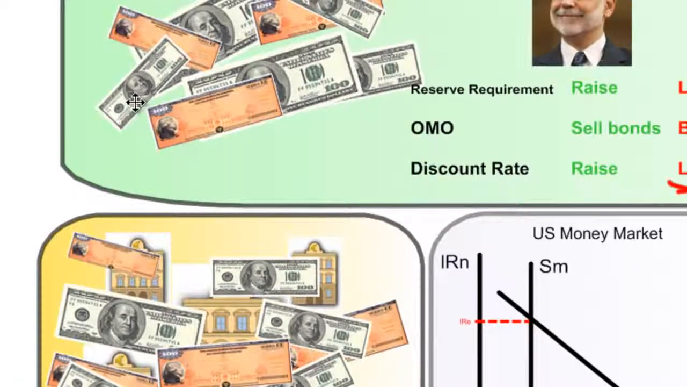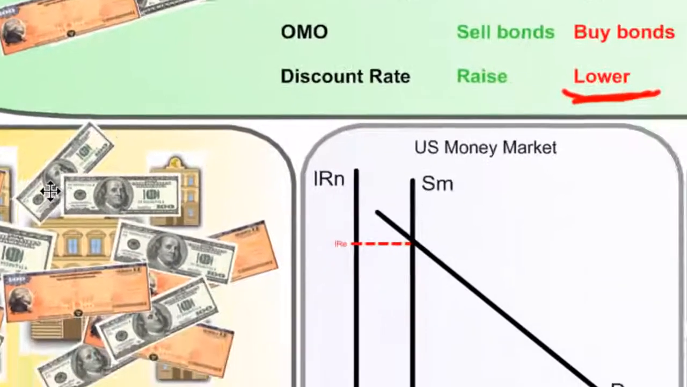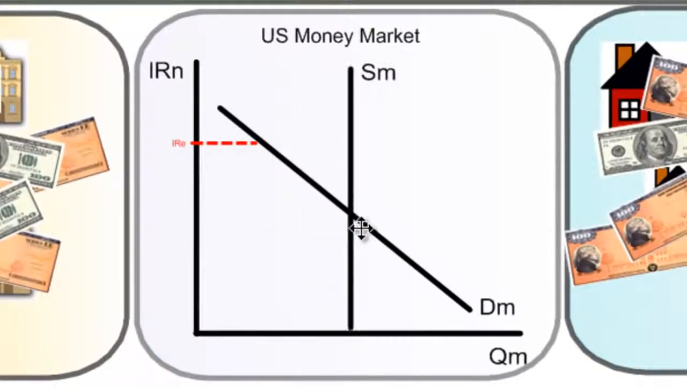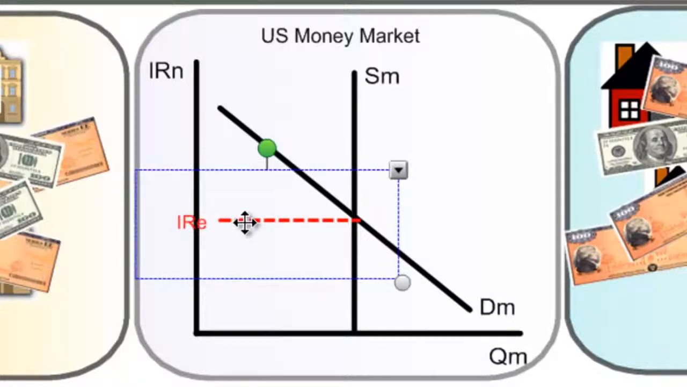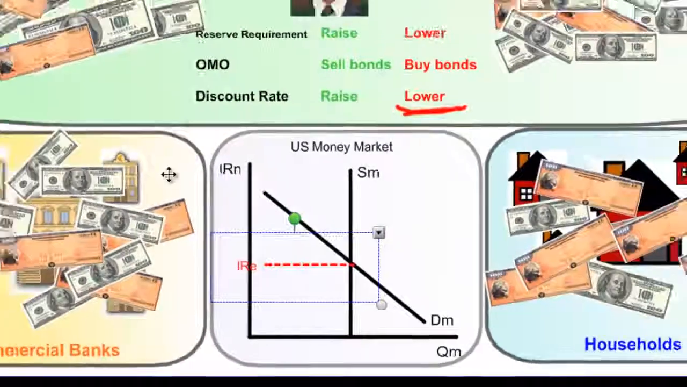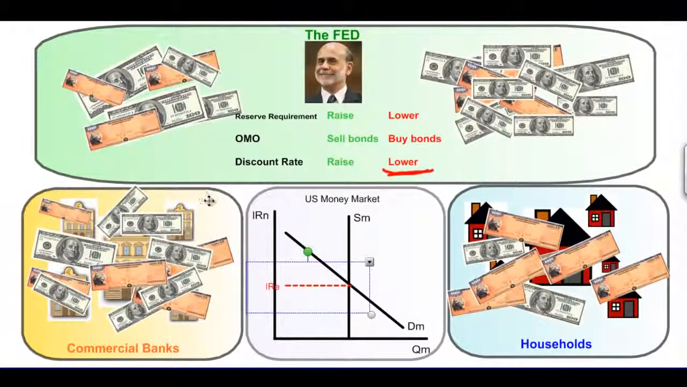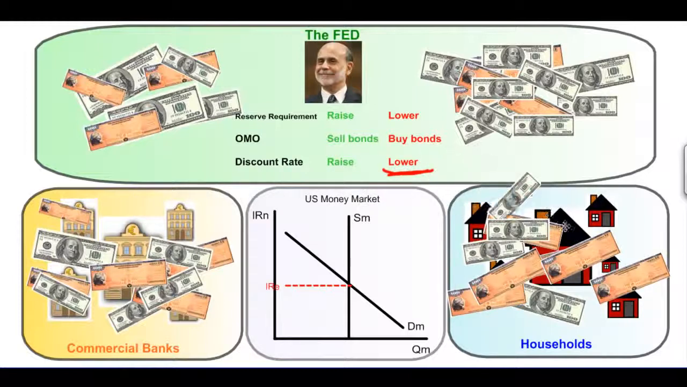So we would see the supply of money in the banking system increase, which, as we now know, causes the equilibrium interest rate to decrease. Reducing the discount rate makes it cheaper for banks to borrow money from the Federal Reserve, which makes it cheaper for households to borrow money from banks. So the discount rate, again, is the interest rate charged by the Fed for loans to commercial banks.